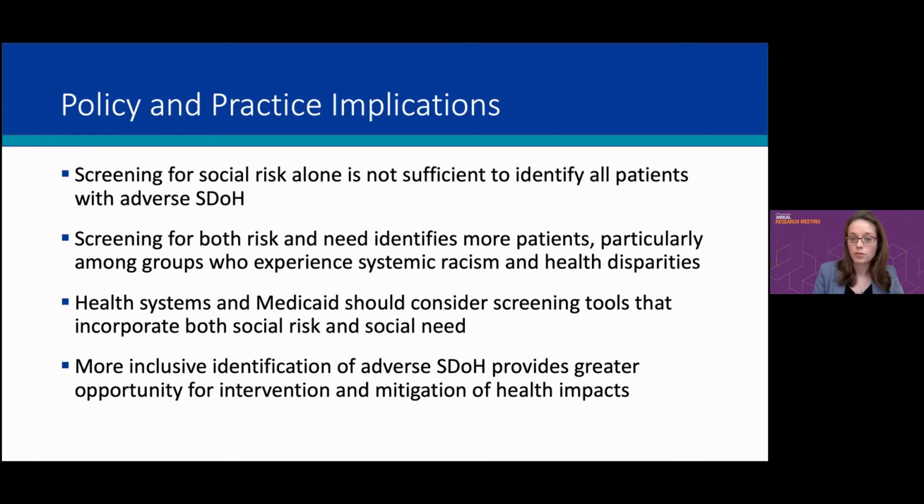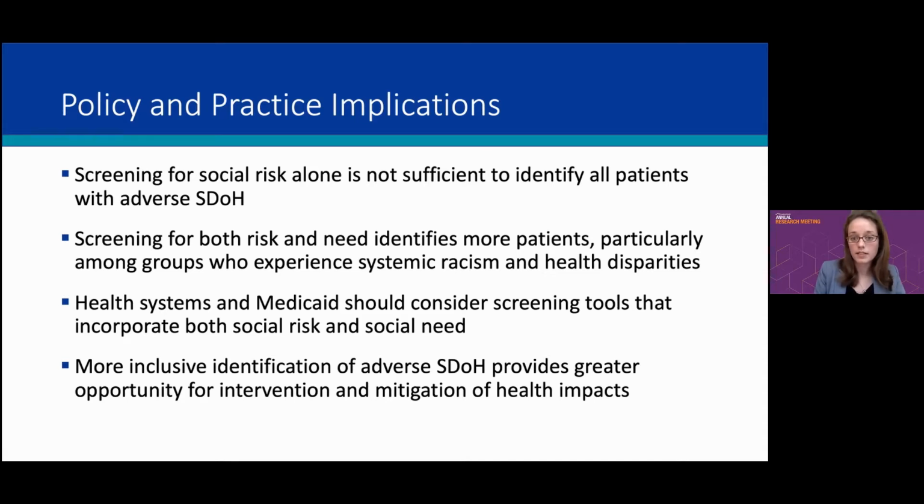That screening for social risk alone with validated tools does not necessarily identify all patients with adverse social determinants of health. That when we screen for both risk and need, we identify more patients with adverse SDOH, particularly among groups of patients who experience systemic racism and health disparities.